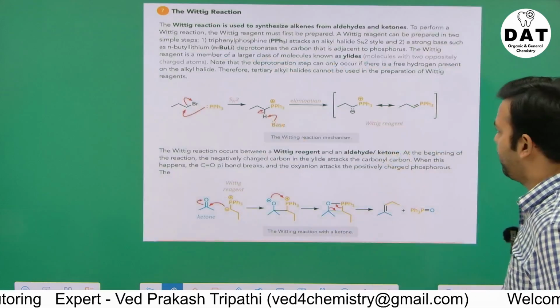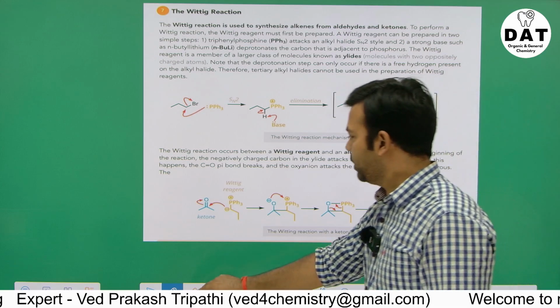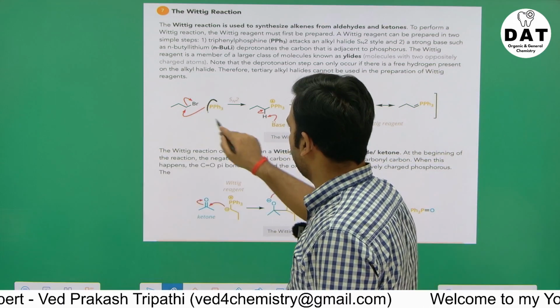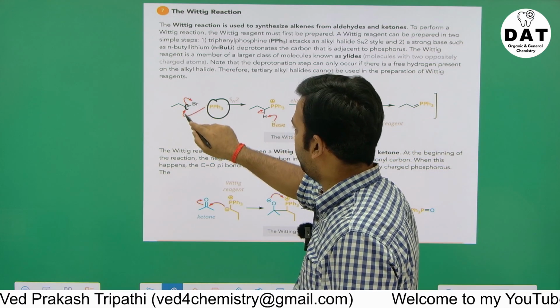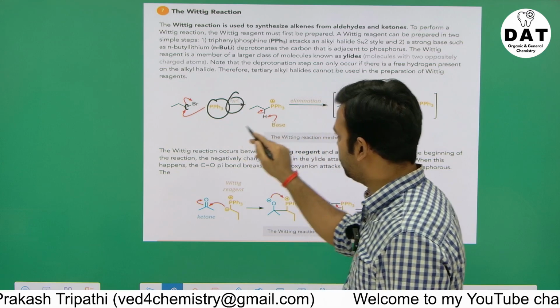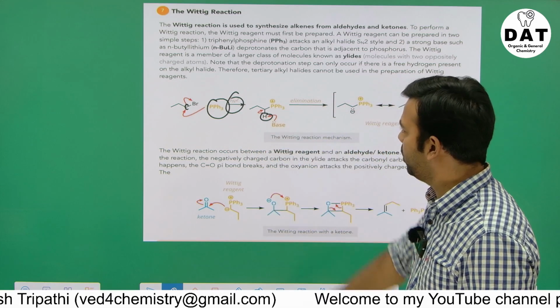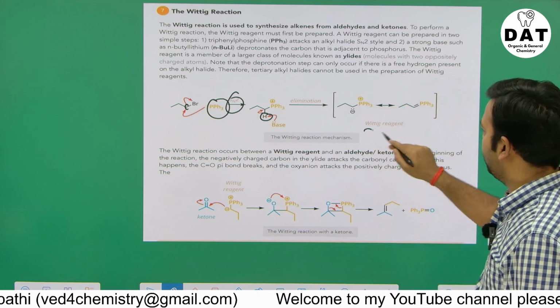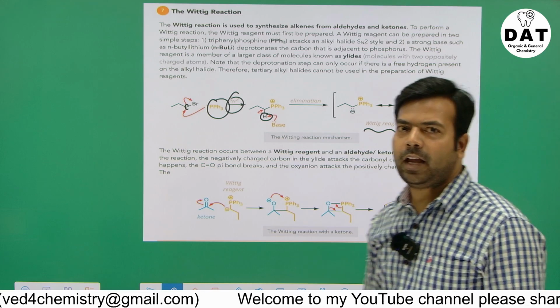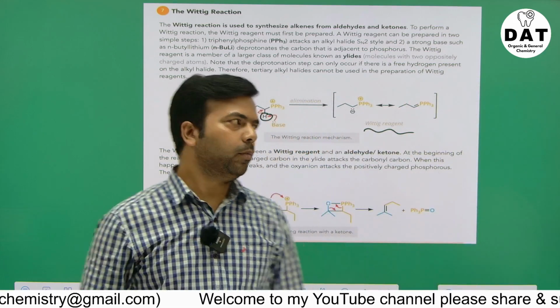You can see here the nucleophile is this one. The nucleophile is going to attack the electrophilic carbon and bromine leaves. This is SN2. So the base is going to grab this proton, and then we have this Wittig reagent. Clear? It can be in the plus minus form or it can be in the double bond form.